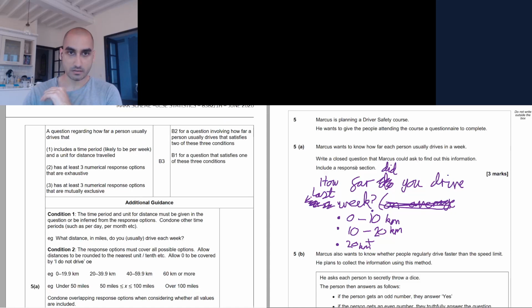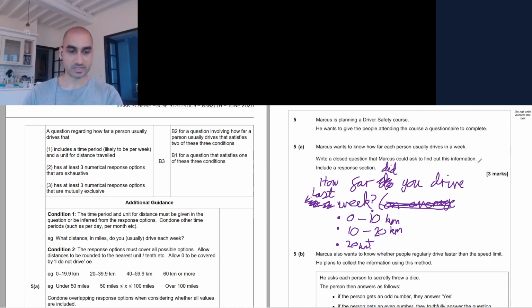Clearly, my response options are good according to these criteria. 0 to 10, 10 to 20, 20. Who's the time period? So I satisfied 1, 2, and 3. Yeah, but I didn't ask how far a person usually drives. I just asked last week, and I even mentioned earlier that what I said is actually problematic in its own way. Yeah, I should have gone with my first question.